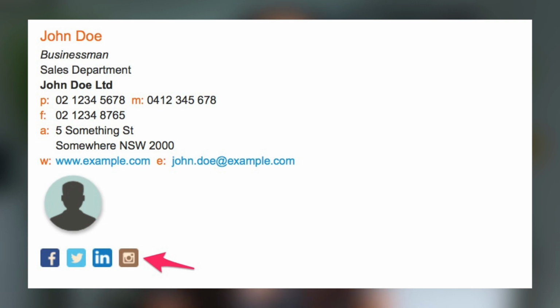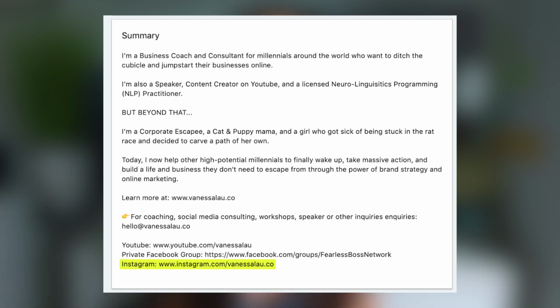It could also be updating the signature of your email so that you're including your Instagram account. And if it's appropriate, you can also update your LinkedIn contact information to your Instagram account as well. Obviously, if it's not professional, then probably don't do that on LinkedIn. But if it matches your niche and it's okay with you, then definitely plug your Instagram account anywhere that you can outside of Instagram in order to build that traffic.